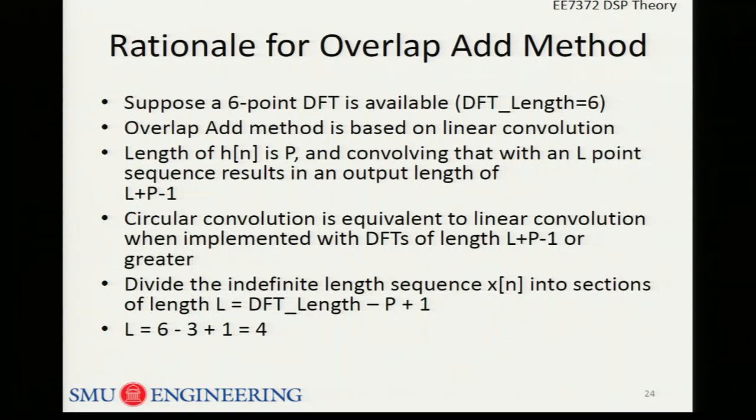So that means when you divide this thing into sections, each section is going to be L length long, so that when you take the DFT and use it to implement the linear convolution, a 6-point DFT will give you a linear convolution output. And why was that? Because in our case, L is going to be 6, the DFT length that was given to us, minus 3, that's the P, that's that little tiny impulse response that we're playing with in our toy problem, plus 1, that's part of the L plus P minus 1 formula, so we end up with 4.